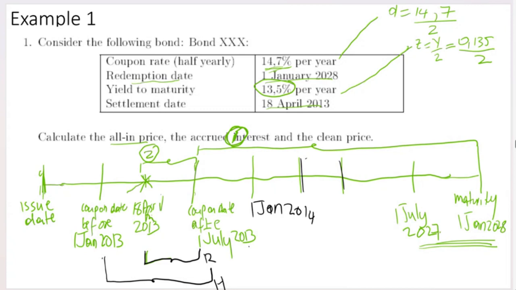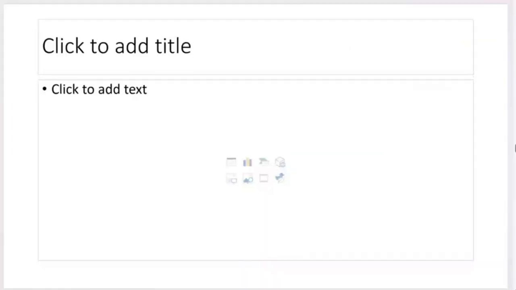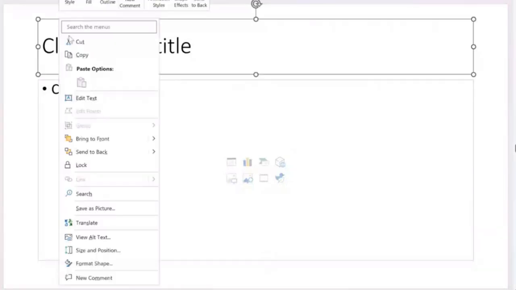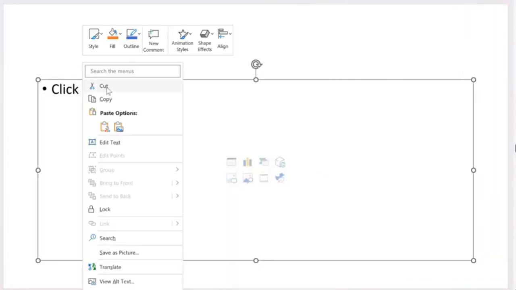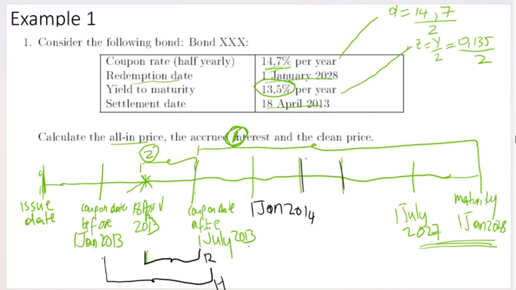Once you've got your timeline for each and every calculation of your bond, make sure that you've got your timeline in this form. Once you do this, you are able to do problem solving and say, I've got my timeline, now I can start calculating. The first thing I'm going to be calculating is my R. I need to calculate the number of days between this and that. So that is my R.